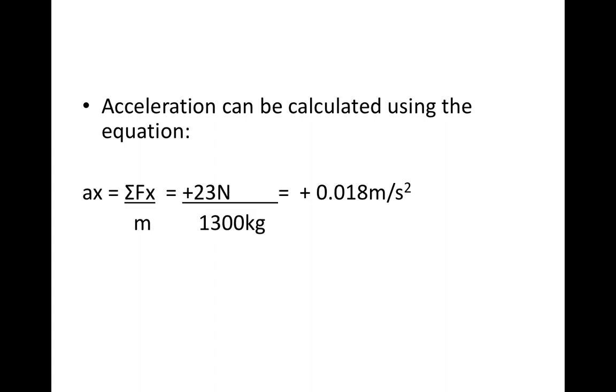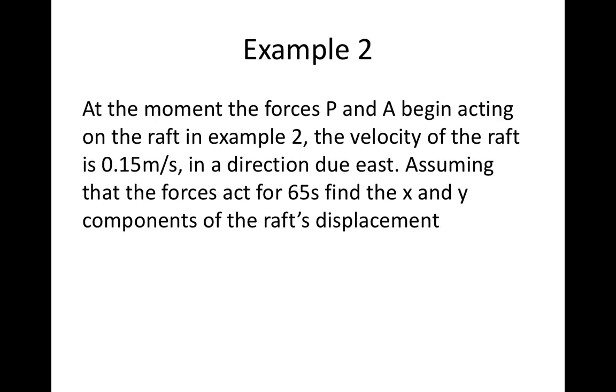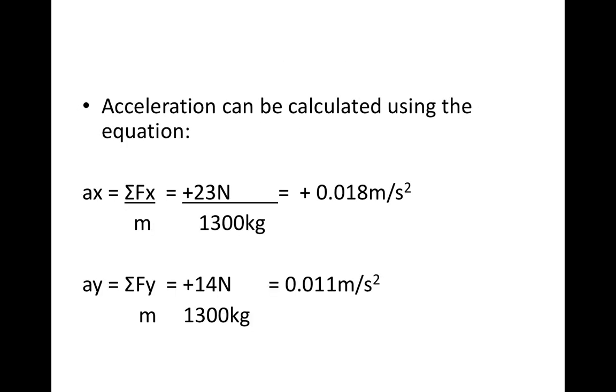Acceleration can be calculated using the equation: acceleration is equal to the sum of the forces, the net force, divided by mass. And in the x direction, that's equal to positive 23 divided by 1,300, which equals 0.018 meters per second squared. And in the y direction, it's the sum of the forces divided by mass, which equals 14 newtons divided by 1,300 kilograms, which equals 0.011 meters per second squared.